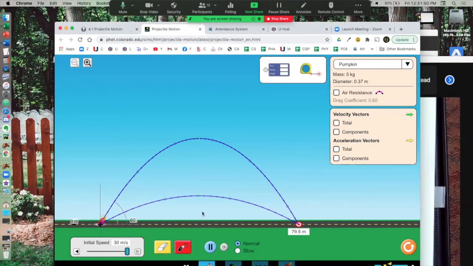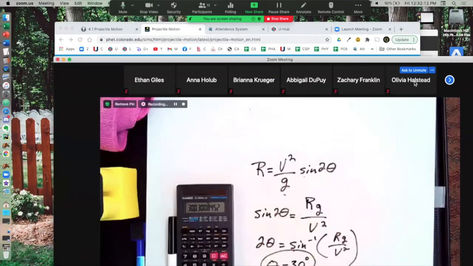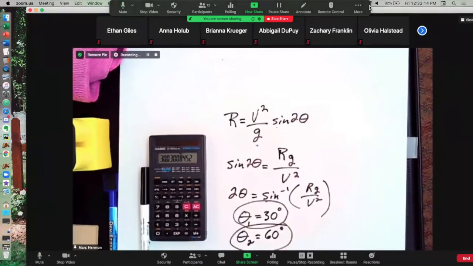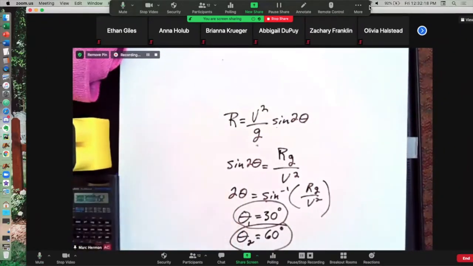Okay, so both of them worked, right? 30 and 60, they both hit the same spot. Okay, what else does it say? Oh, it said, for each angle, calculate the maximum height and the time of flight. I know you can drag your cursor, but we're going to calculate it. So here we go.